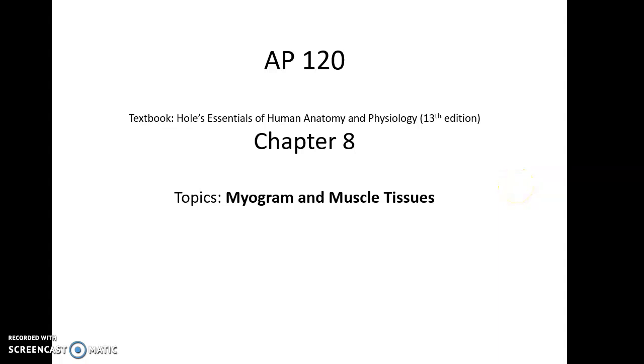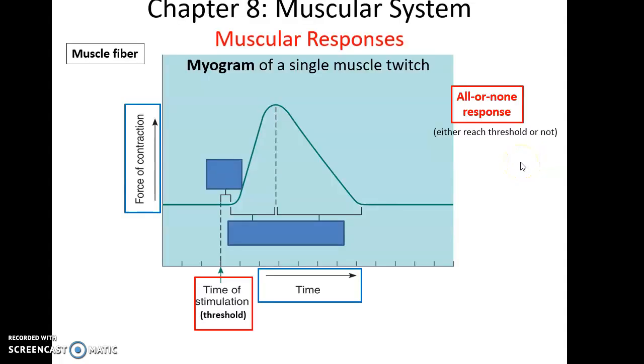AP 120, Chapter 8, Topics: Myogram and Muscle Tissues. All right, so a myogram is basically a graph showing the amount of force generated by a single muscle twitch, generated by a single muscle fiber contracting. Although, to be honest, that's usually using an entire muscle because that's just a lot easier for the research. The x-axis is just the passage of time. So we have the force of contraction and the passage of time.